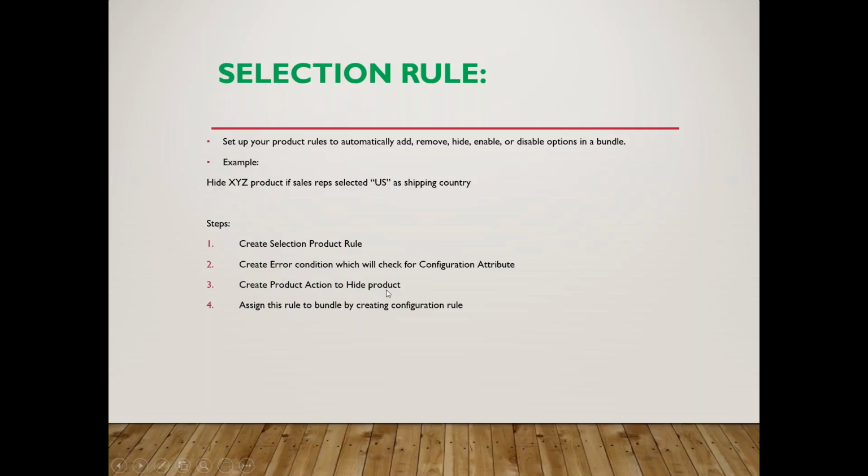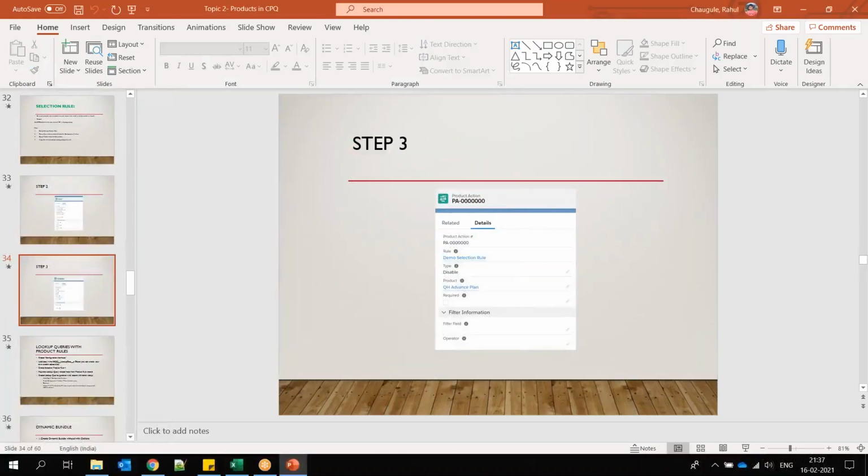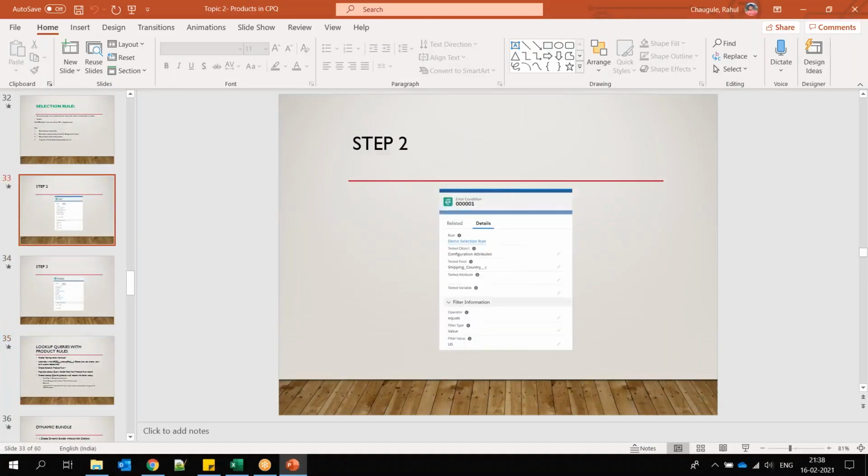And assign this rule to the bundle by creating a configuration rule. So these are the different steps we need to create. Let me explain these steps.